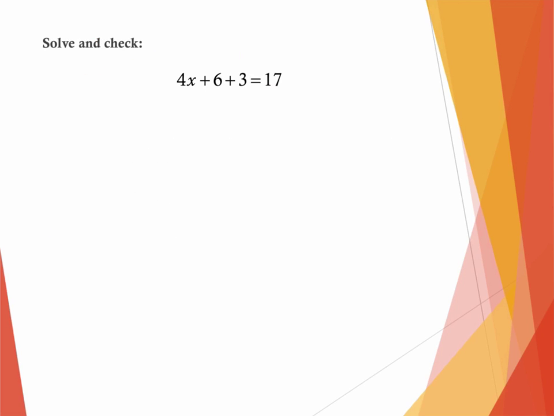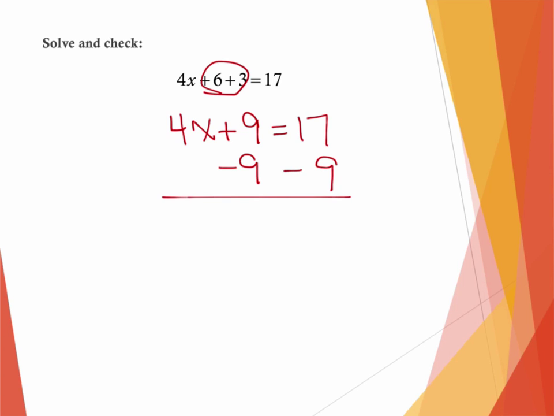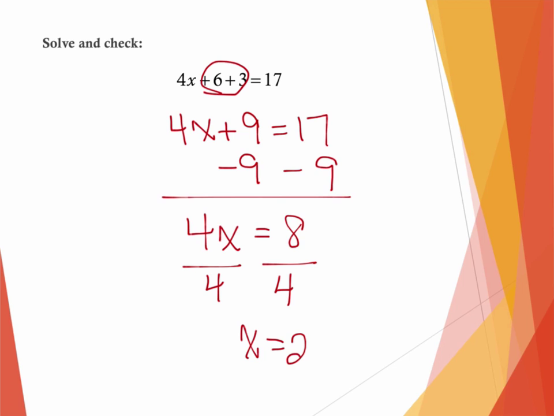So here we have 4x plus 6 plus 3 is equal to 17. This is a multi-step equation because before we can isolate the x, we should really combine that 6 and 3. So 4x plus 9 is equal to 17. Now we have a two-step equation. Subtract the 9. 4x is equal to 8. And x is equal to 2.